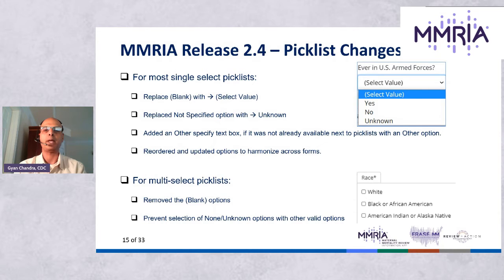For multi-select pick lists such as the mother's or father's race, the blank option has been removed. Also, the none and unknown options have been made mutually exclusive to prevent accidental selection of a valid pick list option along with the none or unknown options.